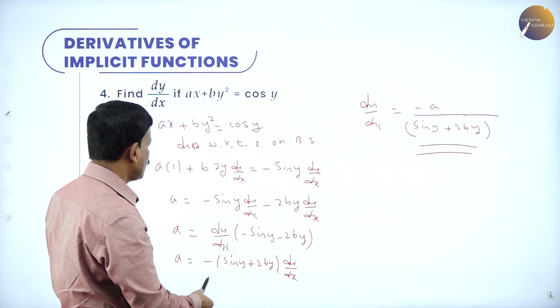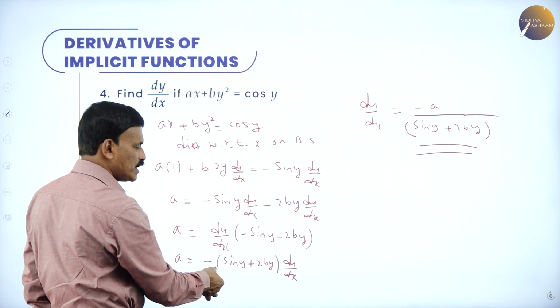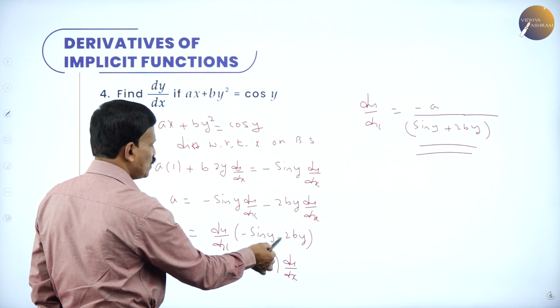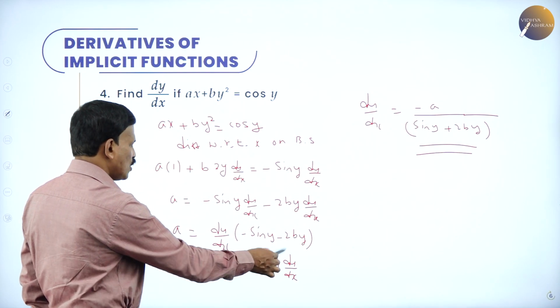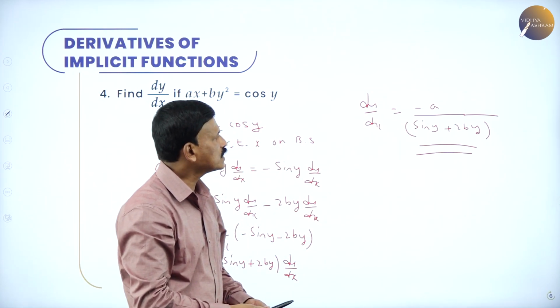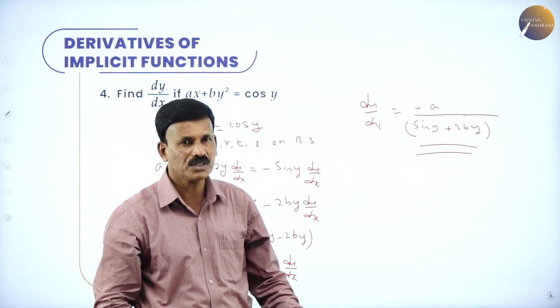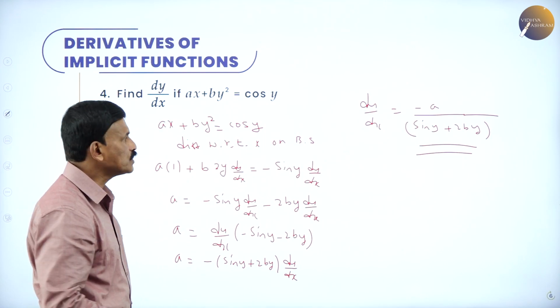dy by dx is the common factor. This is minus sin y into 2by, or you can take the minus out: minus into sin y plus 2by, dy by dx. So dy by dx is equal to minus a divided by sin y plus 2by. This is the derivative of the function. Now let us come to the next problem.